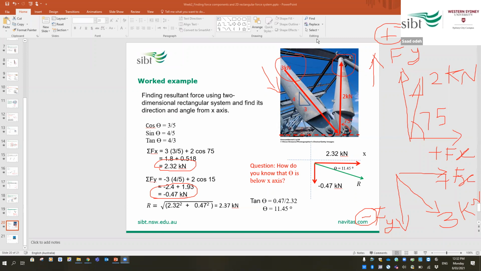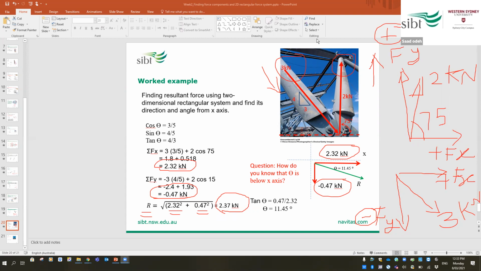So when I have these two components, I know these two components now. One of them is to the right side, Fx 2.32. The other one is downward, minus 0.47. Now I have a rectangular triangle. I can apply the Pythagoras rule and find out R. So R is equal to the square root of the square of Fx plus the square of Fy. You will have this value for R, the resultant force of these beam forces.